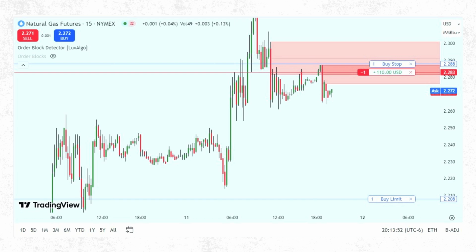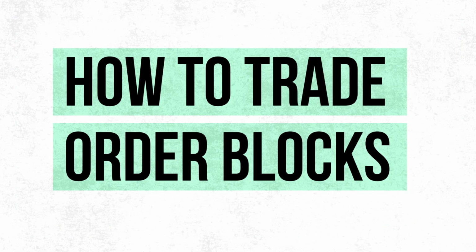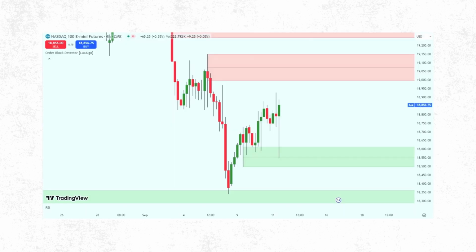In this chart, I am trading natural gas futures by using order blocks. I am short one contract, and at the moment, I am $110 up. How to trade order blocks. Order blocks become order blocks when the price breaks the structure. That means the price has already moved away from your entry point.